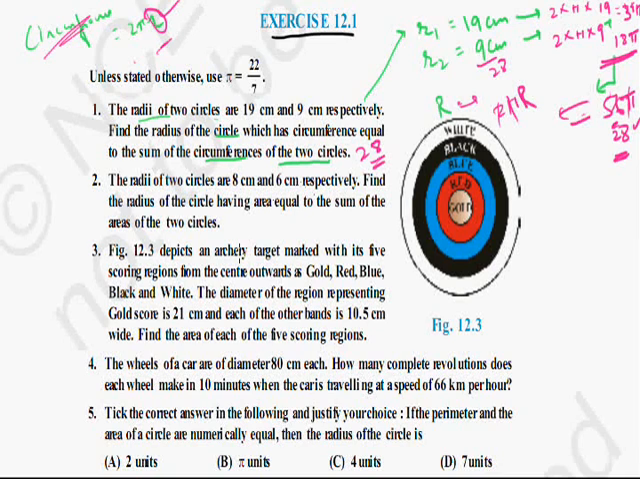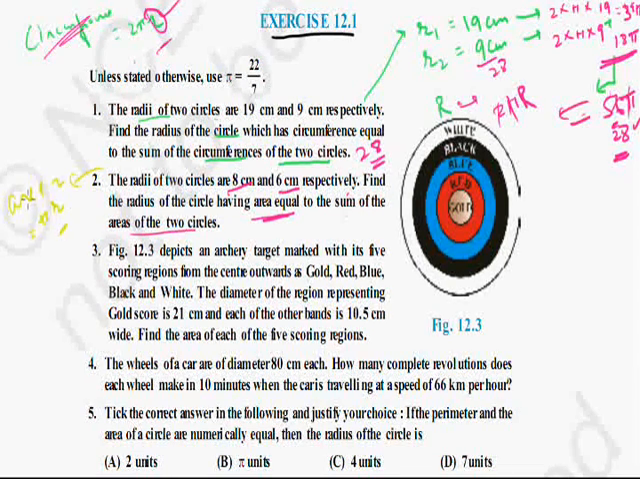Now, the second problem. The radii of two circles are 8 cm and 6 cm respectively. Find the radius of a circle having area equal to the sum of the areas of the two circles. The question is almost similar, but here we used the circumference, and here the problem is asking about the area. The area is pi r square.